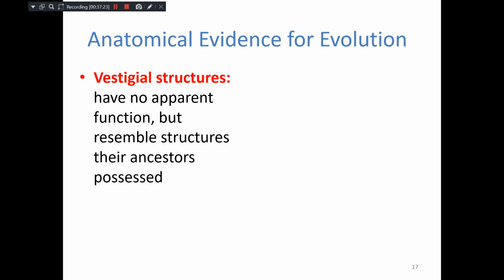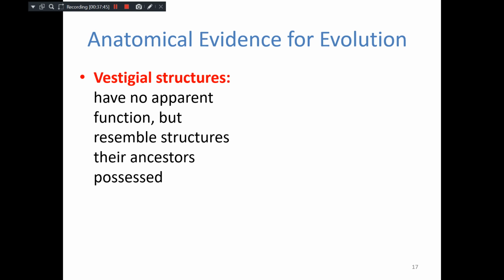Then, another thing you see is the vestigial structures. What do you mean by vestigial structures or vestigial organs? The organs which were functional at one time, but now they have become atrophied or do not have any function today.